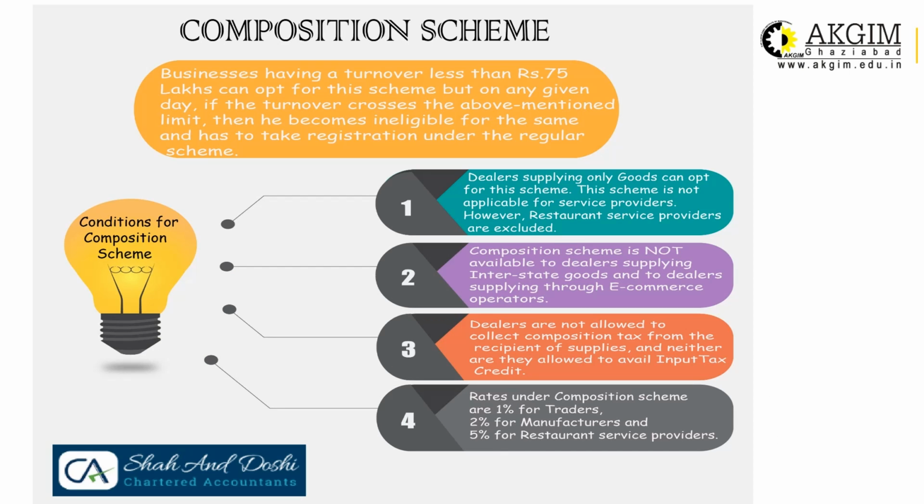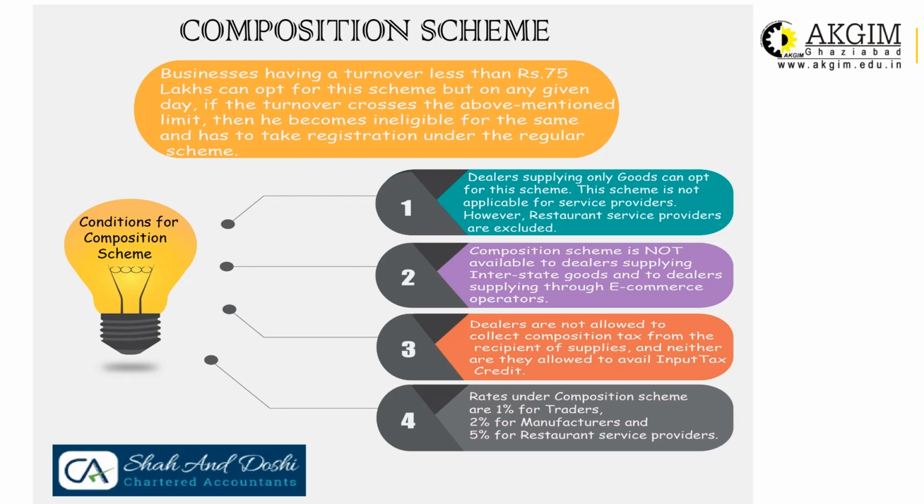Now, what is the composition scheme? The composition scheme is basically introduced under GST for small business persons, businessmen having turnover less than 75 lakhs. They can opt for a scheme. There are certain benefits. The rate of GST is lower than the normal one, and this scheme is very beneficial.